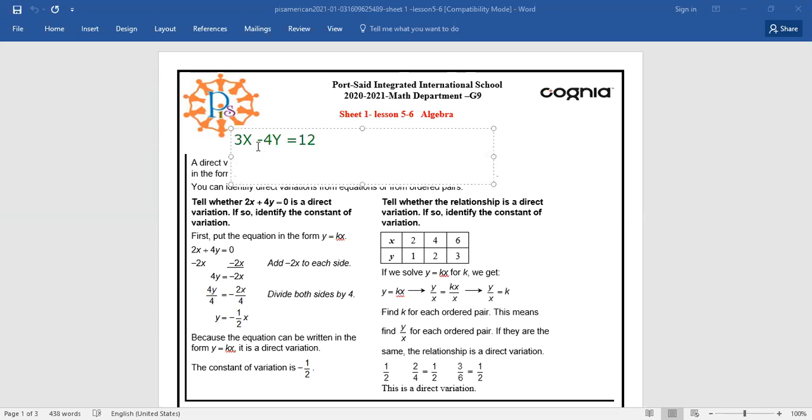We can say that I'm going to rearrange the equation. How would we rearrange it? It will be negative 4y equals, we transfer 3x to the opposite side, so negative 3x plus 12. Then we divide it all by negative 4. So y equals 3 over 4, because a negative divided by a negative is positive, and we check whether this represents a direct variation or not.